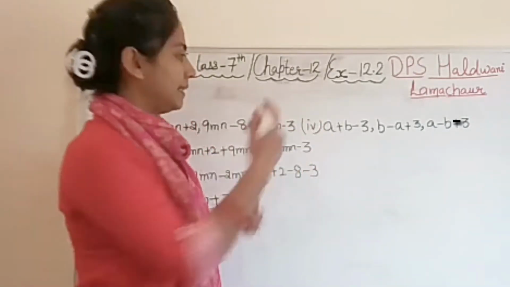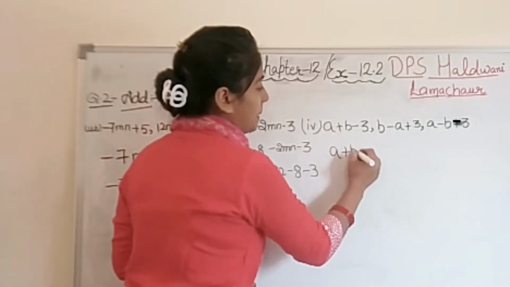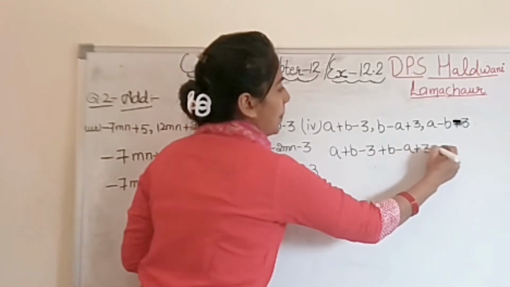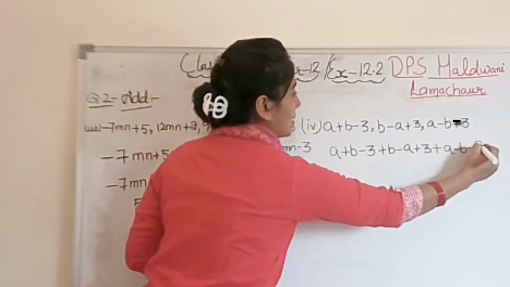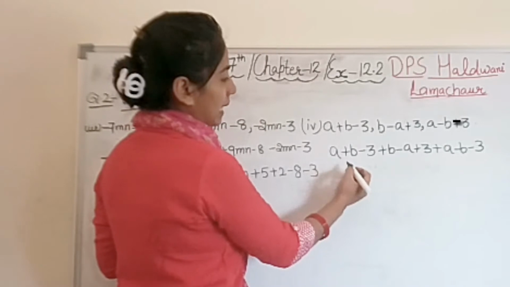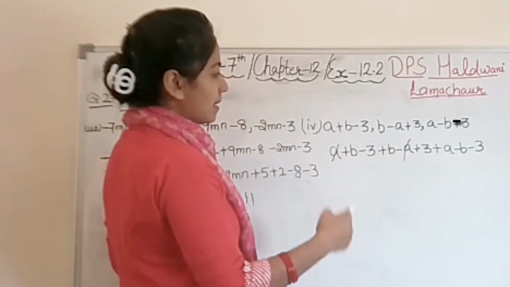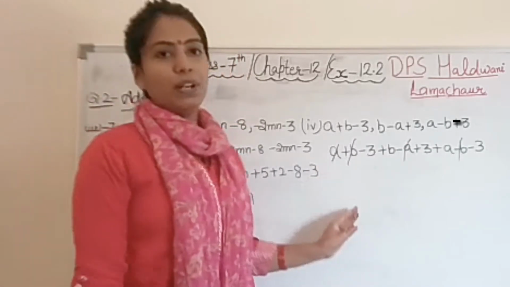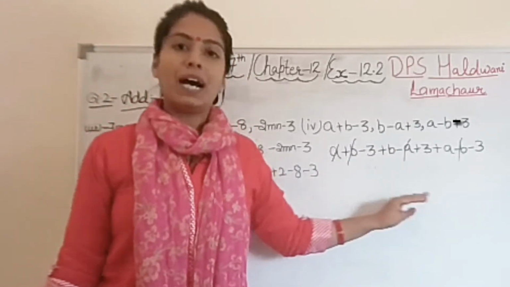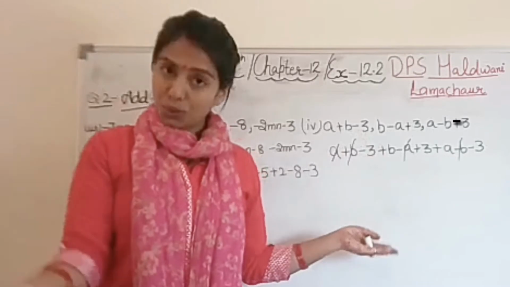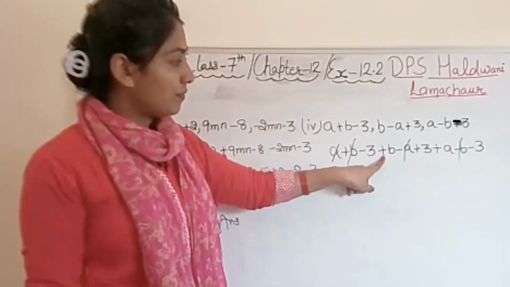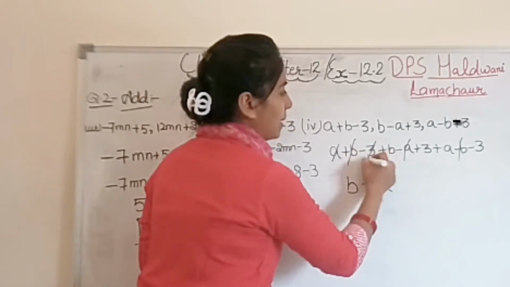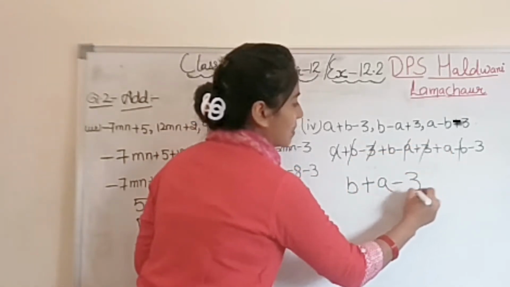Now fourth part. Open the first: a plus b minus 3 plus b minus a plus 3 plus a minus b minus 3. So student, a plus a minus cancel out, b plus b minus cancel out. Here, without pairing up, I have done it over here. This also you can do, right? Now what else do we have? B plus b, and plus minus plus 3 minus 3, and we have minus 3.